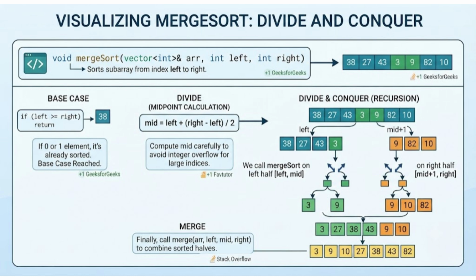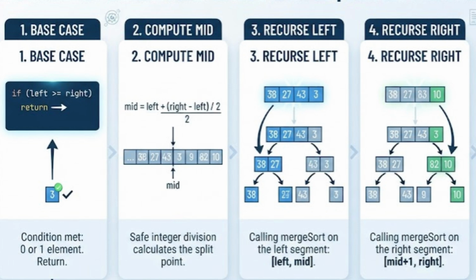Number 3, divide and conquer recursion. The algorithm uses recursion to repeat the splitting process. It creates a tree-like structure, repeatedly calling itself on the left half (left, mid) and the right half (mid plus 1, right). This continues until the array is broken down into its smallest possible units, individual elements.